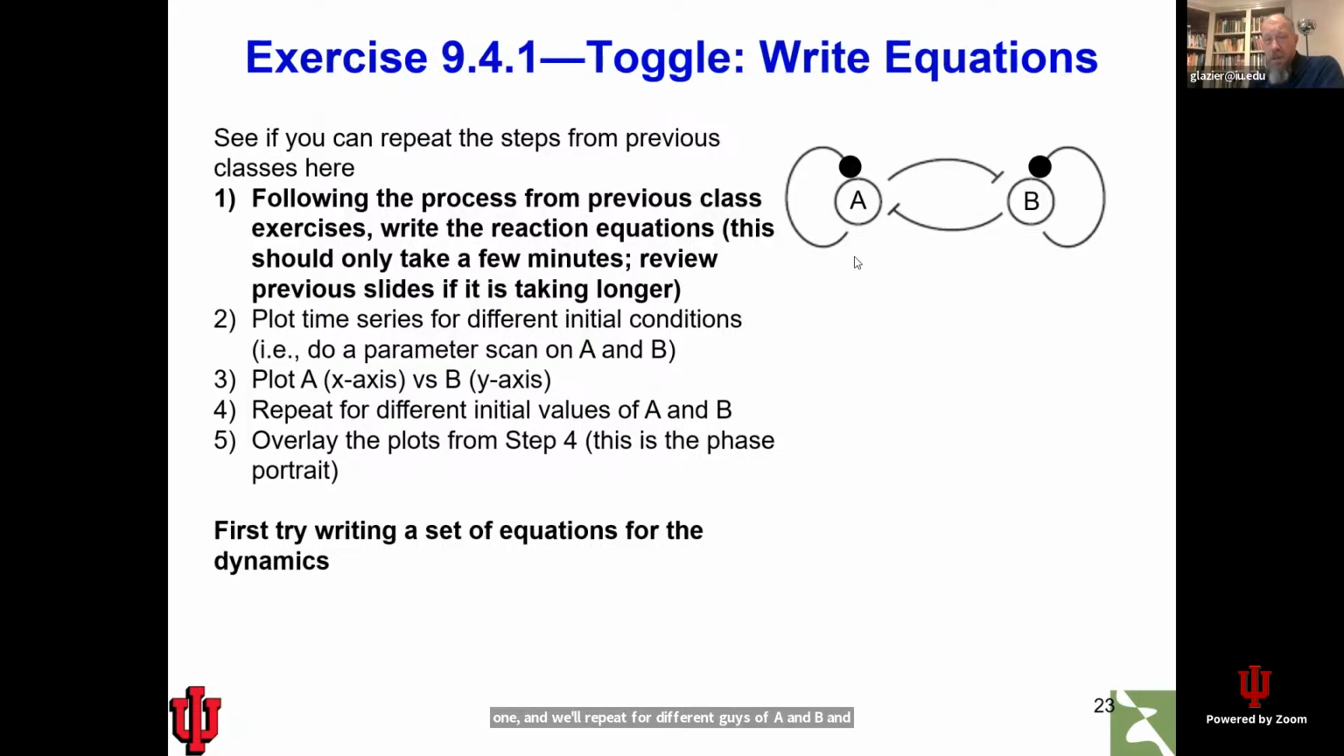So do you remember how to go from a diagram like this and try to write differential equations for it? Do you want to try doing that on your own, or do you have it ready? Is that a useful exercise? You tell me. Yeah, I have it already.